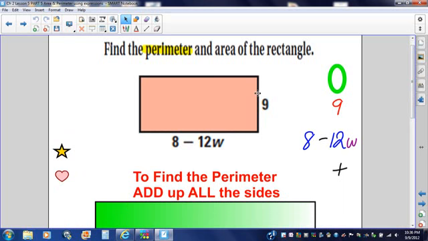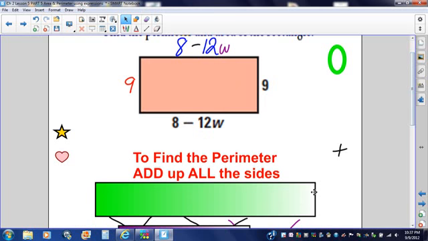So visual people, if this is 9, then this side must be 9 also. And if the bottom is 8 minus 12w, then the top must be 8 minus 12w. So I'm going to find the perimeter, and I'm going to do that by adding up all the sides.